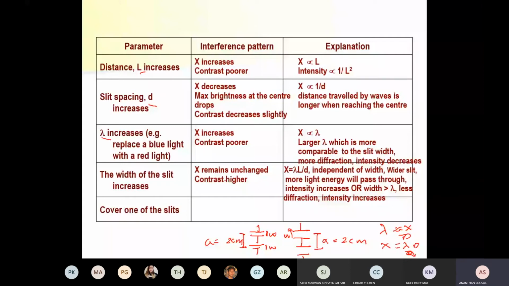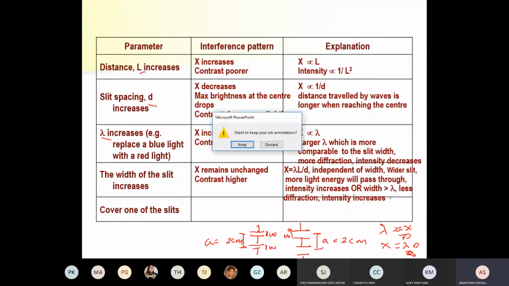So width does not change X, it is unchanged, but contrast gets higher. Why does contrast get higher? This is the reason. When X is independent of the width of the slit, more light energy will pass through. More light will pass through the slit, so the intensity increases, and there is less diffraction. Okay, I need to show you this again.